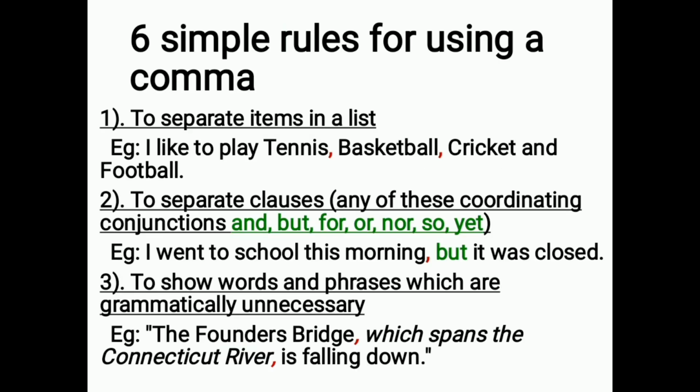Here are 6 simple rules for using a comma. We use commas to separate items in a list. Example, I like to play tennis, basketball, cricket, and football. We also use a comma to separate clauses when they are joined by any of these coordinating conjunctions: and, but, for, or, nor, so, yet. Example, I went to school this morning, but it was closed.